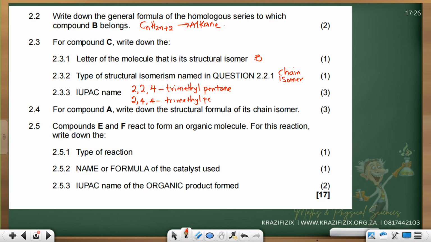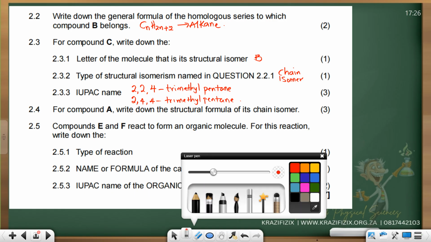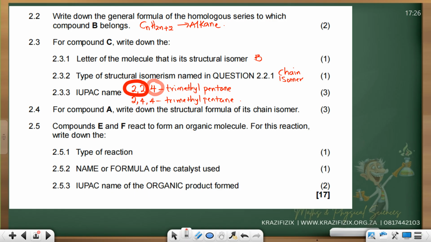So you are confused between these two. Add the numbers together. What is 2 plus 2? 4. 4 plus 4? 8. What about this? 2 plus 4? 6. Plus 4? 10. This number is too big. We choose the one with the smallest. 2, 4.